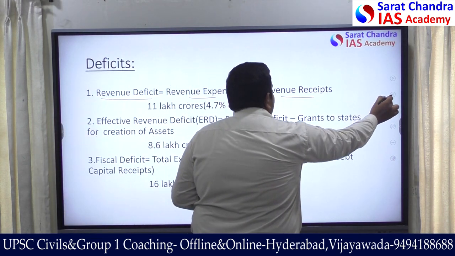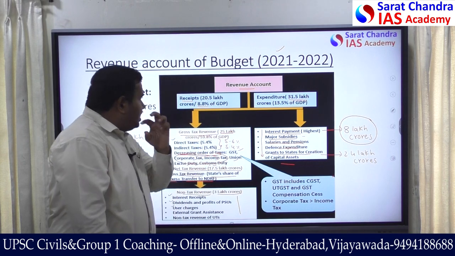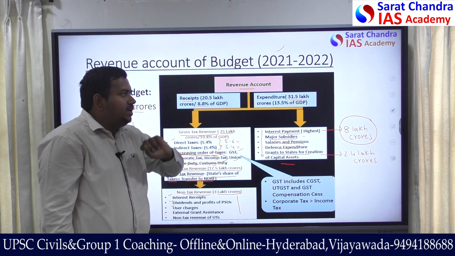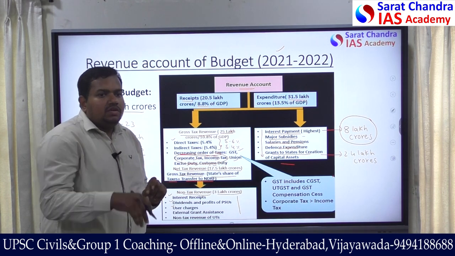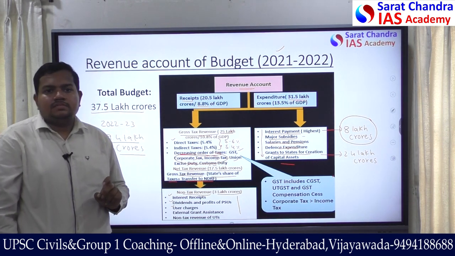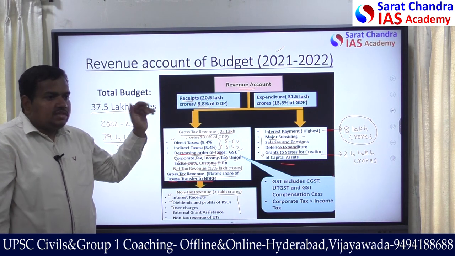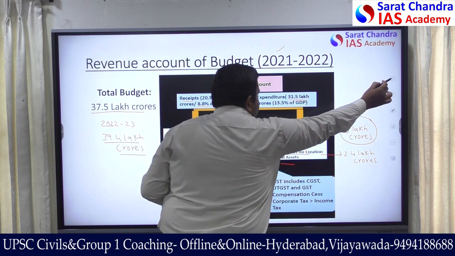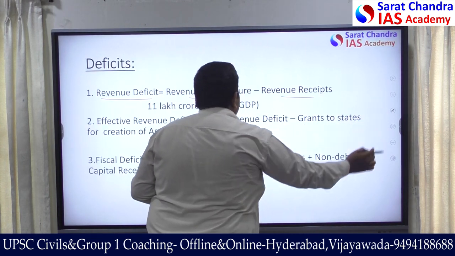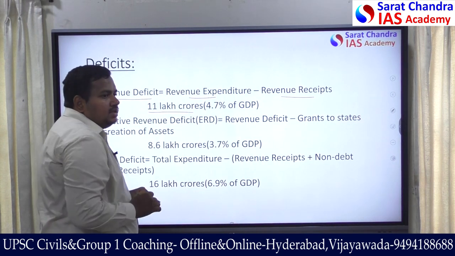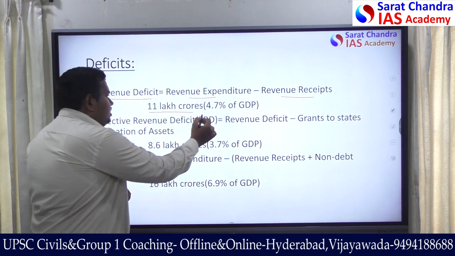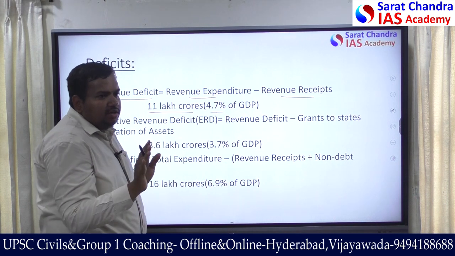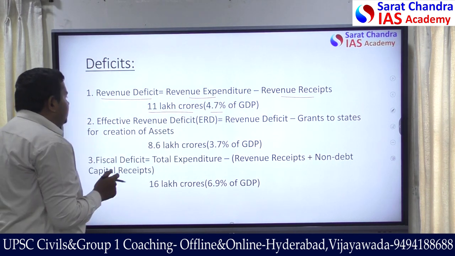So, if I just go back two slides, what is the revenue receipt here? 20.5. What is the revenue expenditure? 31.5. So, what is the revenue deficit now? 31.5 minus 20.5. How much will it be? 11 lakh crore. So, 11 lakh crore. No need to remember this percentage for budget deficit, but for fiscal deficit, you need to remember. For budget deficit, not much important.